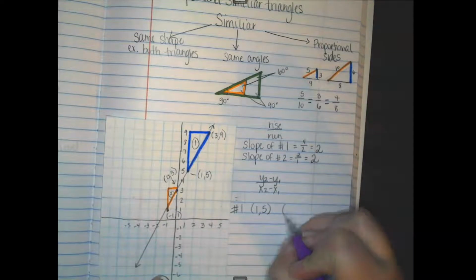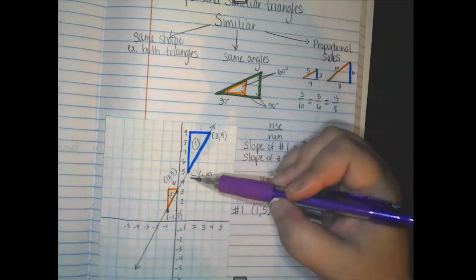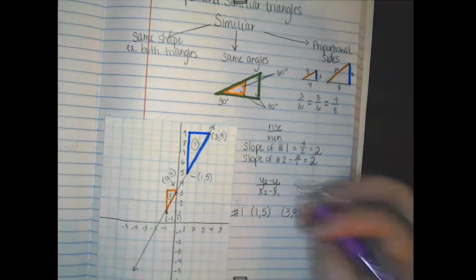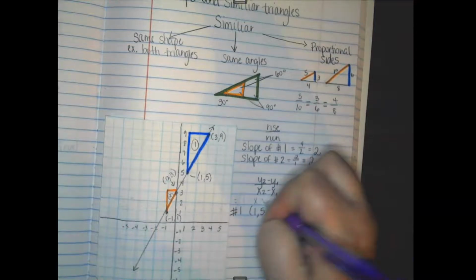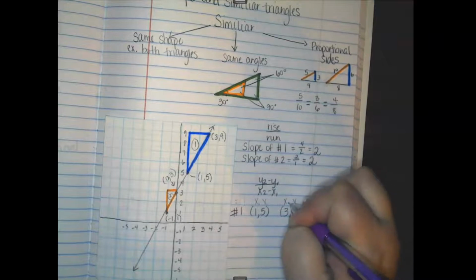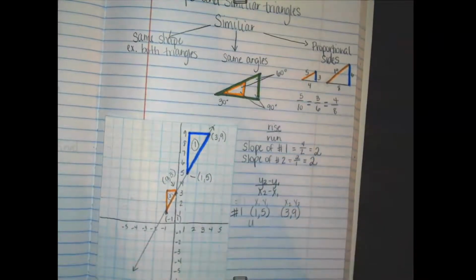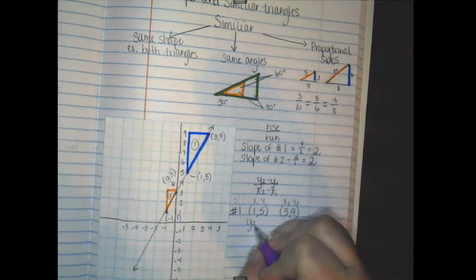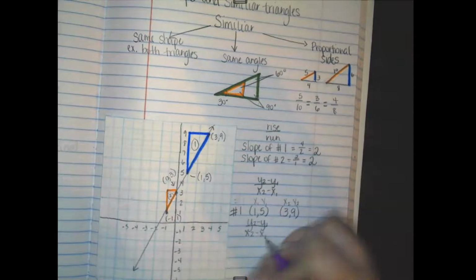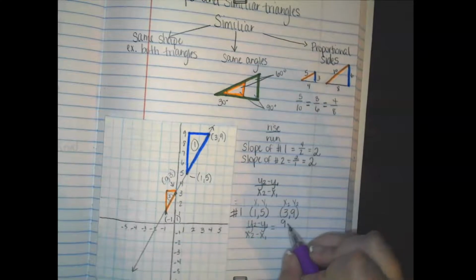1, 5 and 3, 9 are the 2 points for me on my triangle number 1. Okay, hopefully you see that. So I'm going to do x and y. These are my 1s, x and y. These are my 2s. So y2 minus y1 over x2 minus x1. y2 is 9. y1 is 5.